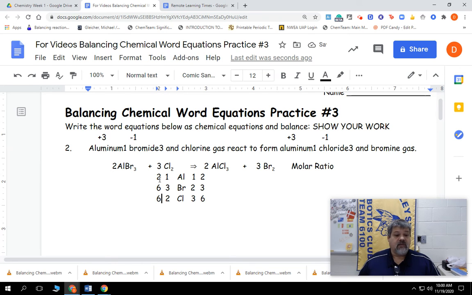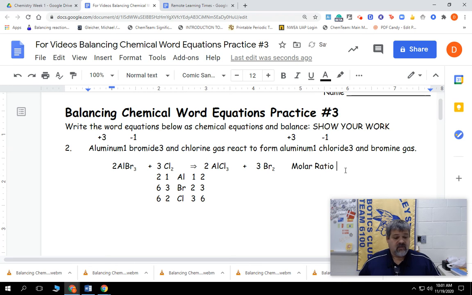We're balanced. So let's double check it. I have 2 aluminum on this side. I have 2 aluminum on this side. I have 6 bromine. 3 times 2 is 6. On that side, 3 times 2 is 6. On this side, chlorine, I have 3 times 2 chlorines is 6. And I have 2 times 3 chlorines is 6 on this side. So we have our molar ratio.